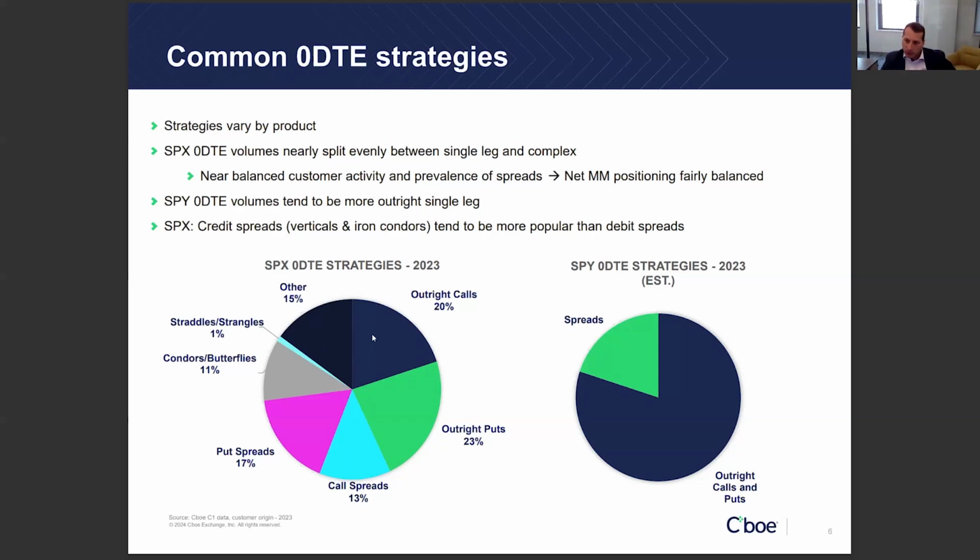And here are some estimates from 2023. I've not updated this for 2024 yet, but generally speaking, you see all these complex trades from put spreads, call spreads, condors, an iron condor being basically the combination of a short put spread and a short call spread. And then other, which encompasses multi-leg strategies as well. So basically in 2023, it was about 57 to 43 in favor of complex. That might have come down a little tick, but generally speaking, at a high level, it's a relatively even split between complex and single leg.